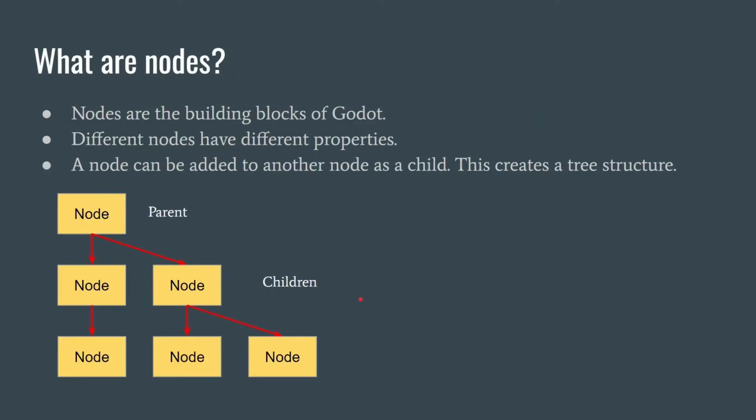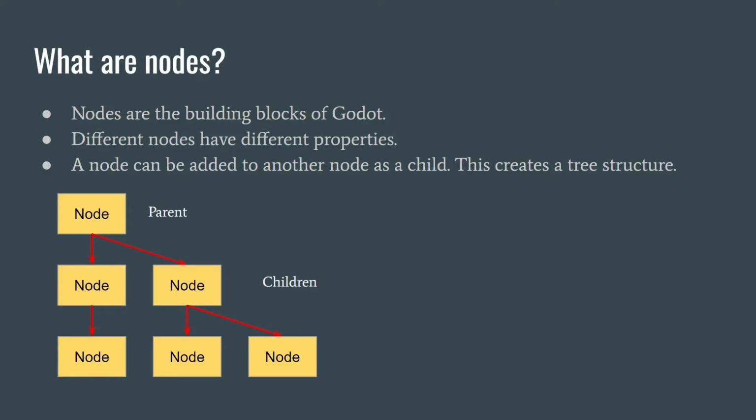Now let's talk about nodes. Nodes are the fundamental building blocks of Godot. Different nodes have different properties. If you think of game development as cooking, for example, nodes are the ingredients you use to create a dish. Let's say that you're gonna make pasta with tomato sauce. To make pasta with tomato sauce, you need ingredients, right? You need to have pasta, obviously, you need to have water, you need salt, you need tomatoes, you need pepper, you need all these ingredients and you need to mix them together to create the dish that you want.